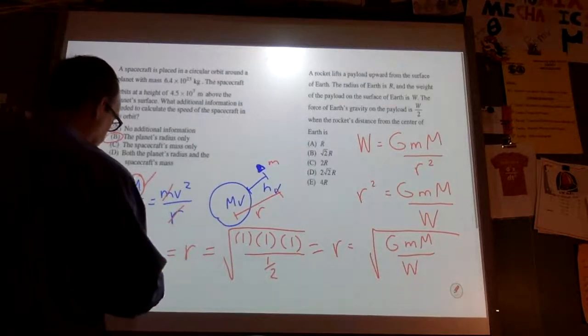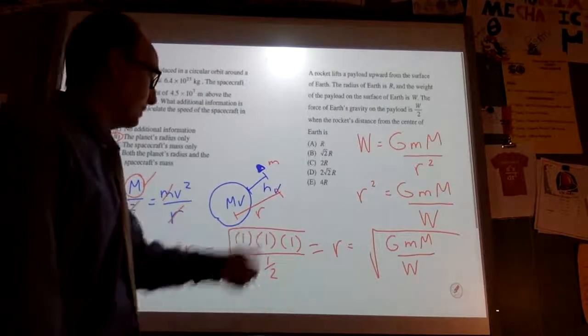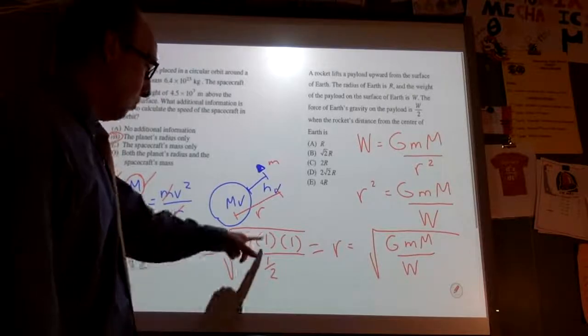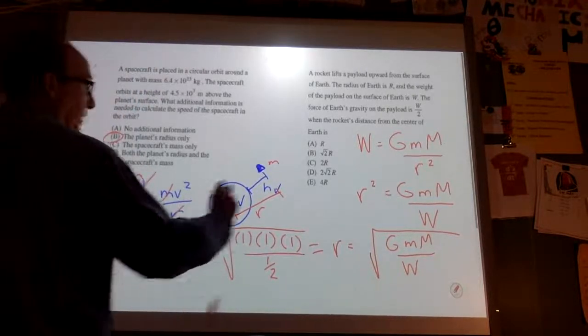I'm going to have 1 over radical 1/2, which is the same as radical 2 on the top, right? I can flip this up to the top. So it's 1 divided by 1/2, which is 2. So this is going to be radical 2.